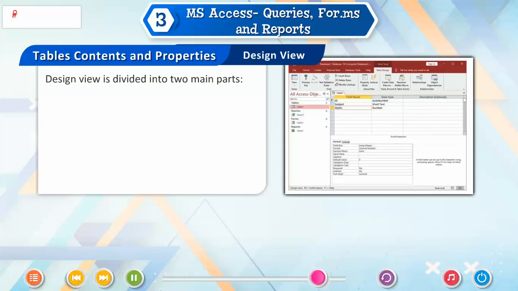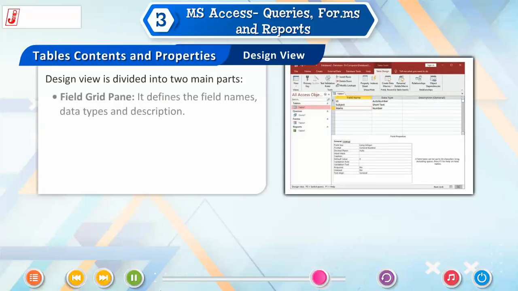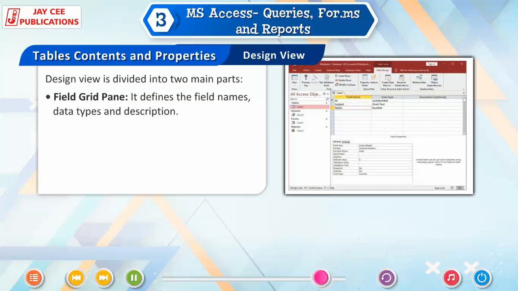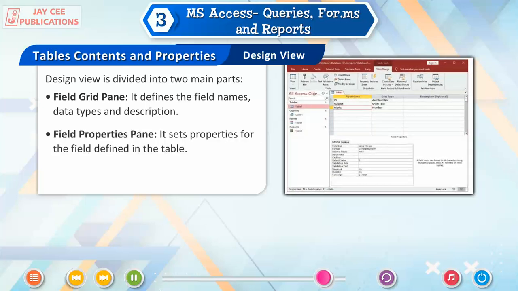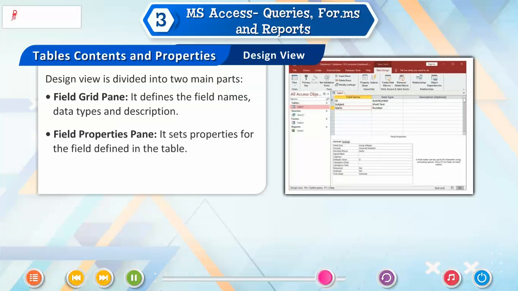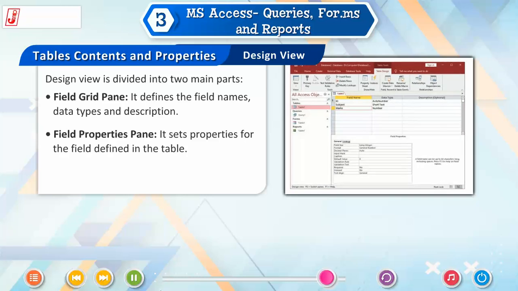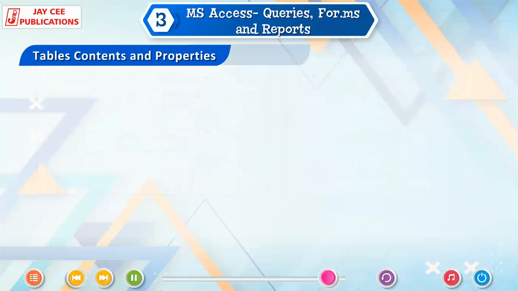Design View is divided into two main parts. Field Grid pane. It divides the field names, data types and description. Field Properties pane. It sets properties for the field defined in the table.